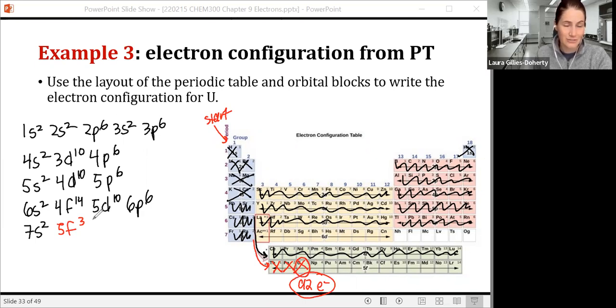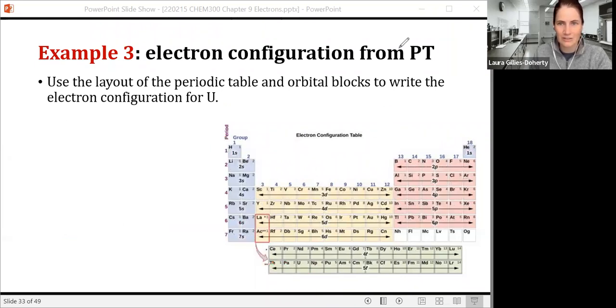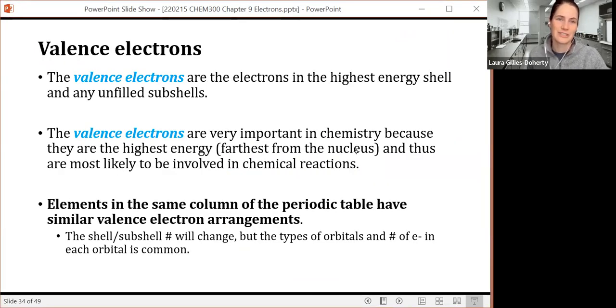So as you can see, this gets really tedious. Can you imagine drawing the boxes for these, the orbital diagram? It would be a whole bunch of boxes. Even writing it like this gets quite tedious. And so to help us with that, we use those shorthand or noble gas configurations. Before we do some examples with that, I just want to briefly talk about what are called valence electrons.